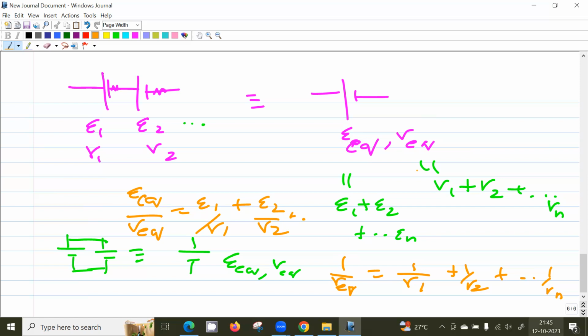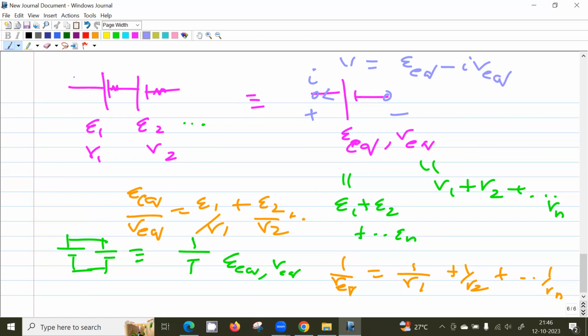So if we take these two cells, just take the series combination. This is the terminal voltage, which is called V. That will be equal to E equivalent. This cell will drive a current I in this direction. V is dropped from this positive terminal to negative terminal. That will be E equivalent minus I into R equivalent.